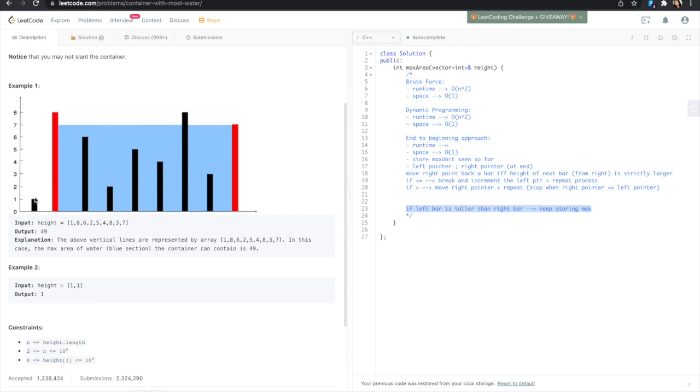It wouldn't make sense to move the bigger one versus the smaller one, because the bigger one would always give us some benefit. Moving this decreases the width. But we still want to keep our height as large as possible. So we keep the taller one and just move the smaller one.